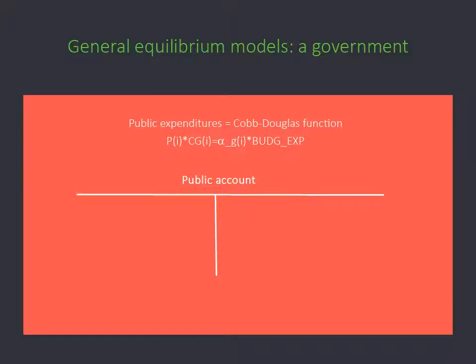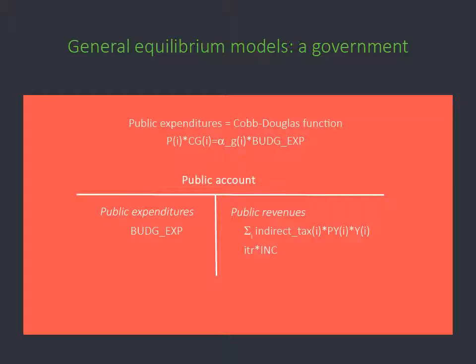In fact, we have public expenditure, which is budget expenditure, and public revenue, which consists of two sources of revenue. First, indirect taxation in each sector. So we have to sum these indirect taxations over I, which is sector, and we have direct taxations, which consist in a flat tax rate ITR applied to the household income, which is INC.